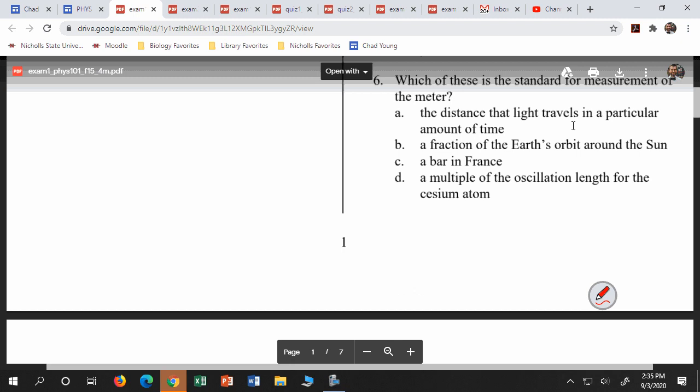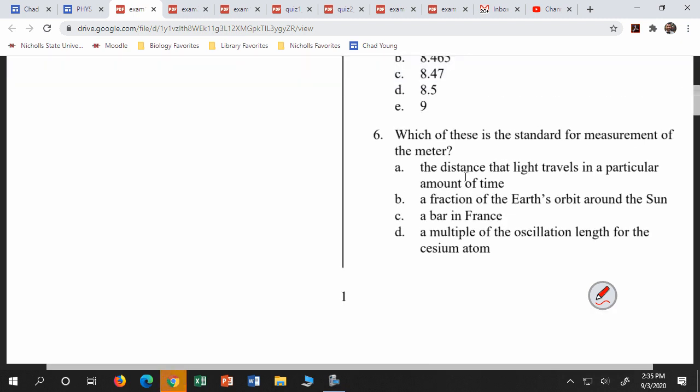You need to know your standards. Make sure you know them. Be careful because sometimes it'll look a little bit confusing that it might be an old standard, like the bar in France. That's the former standard. Or it might look like a standard that is similar to another one, like the cesium atom is really the standard for time, not for the meter. This one, I don't think was ever a standard. So A is the only answer. Just know those different standards, okay?